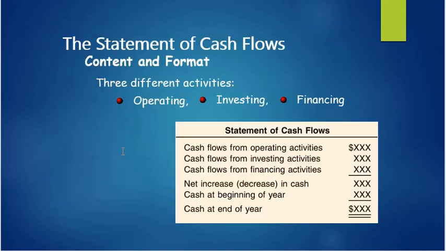Okay, now this is the basic format of a cash flow statement, which comprises three types of activities: operating activities, investing activities, and financing activities. The basic objective behind classifying a cash flow statement into different types of activities is that we want to know exactly which group of activities the cash in and out is related to.